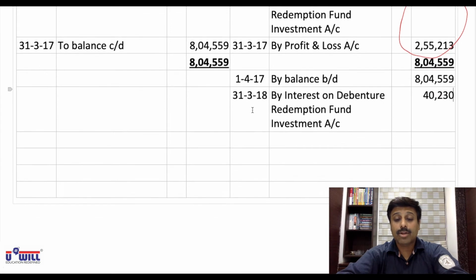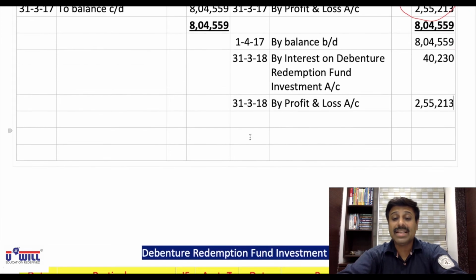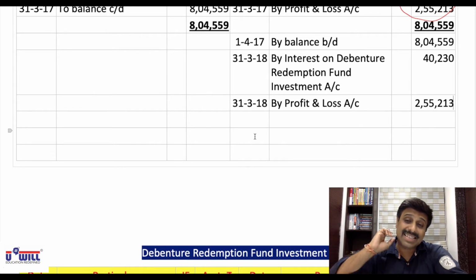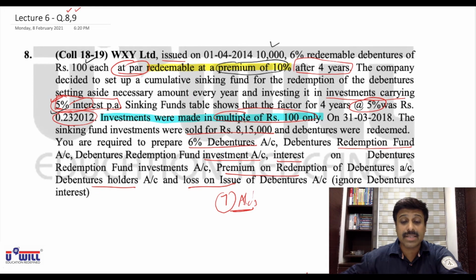40230. Now third step, again we will keep aside the funds. So P&L account debit to fund account means in fund account credit side by profit and loss account. What amount we will keep aside? 255,213. Now being the last year, now we will not invest the money. Instead of investment, what will we do? We will sell the investments. What information is given about the sale of investments? We have sold it for 8,15,000.